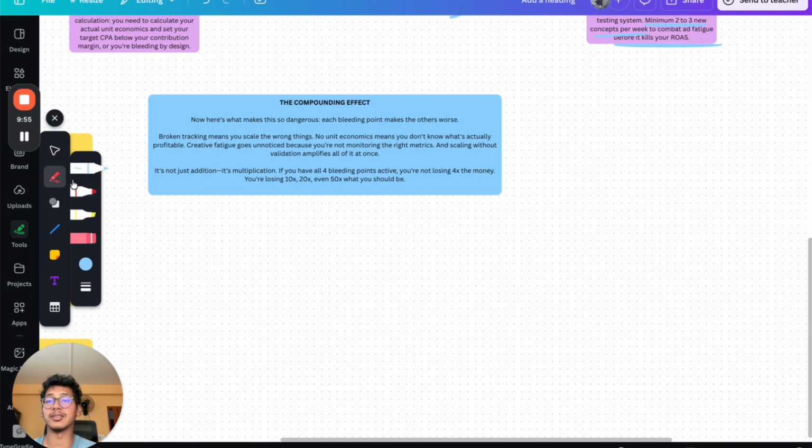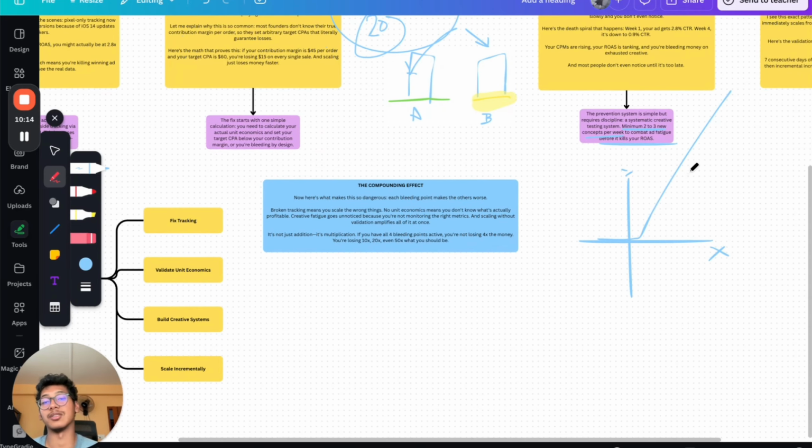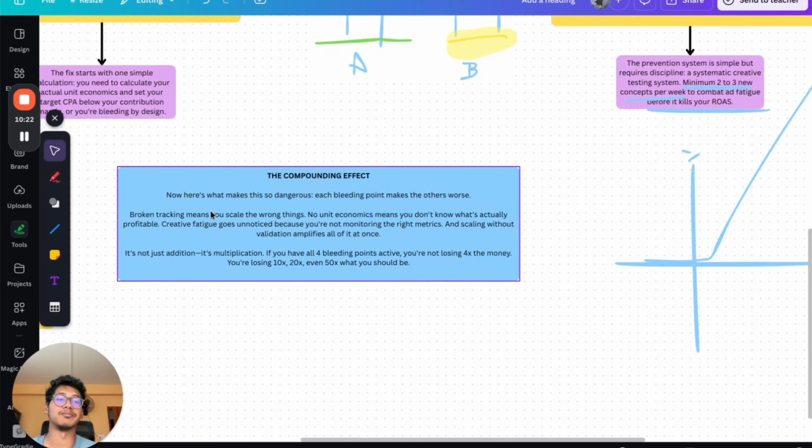So this is basically an exponential graph, right? This is the y-axis, and this is the x-axis. You start right here, small increments, small increments, small increments, and then at one point everything compounds and it just goes boom, and it skyrockets into you just losing your money on Meta ads, and eventually you just give up on Meta ads in general.